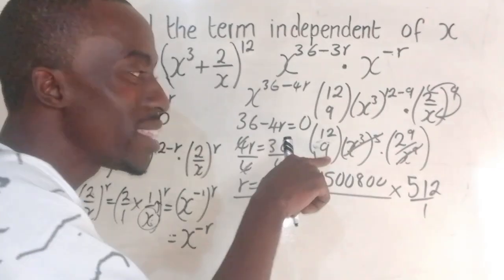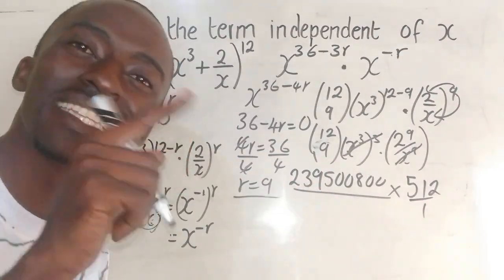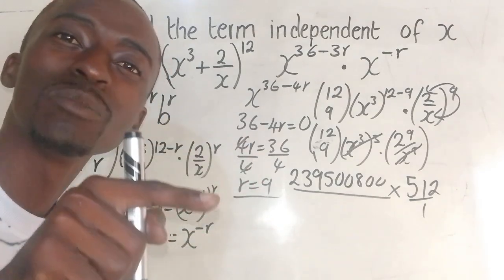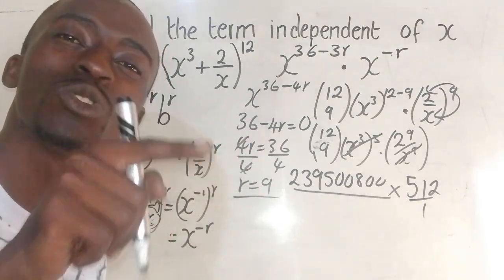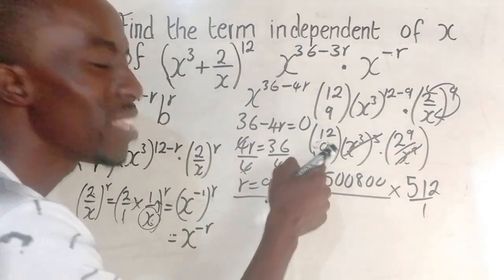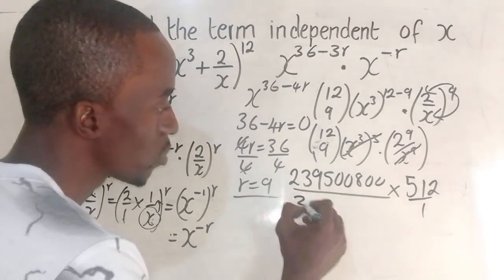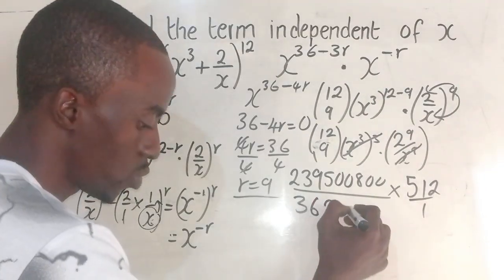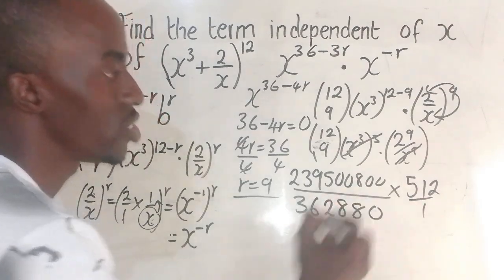Now coming here where there is 9, it simply means 9 times 8 times 7 times 6 times 5 times 4 times 3 times 2 times 1. So once you multiply those numbers on your calculator, you're supposed to get this one now. You're supposed to get 362880.